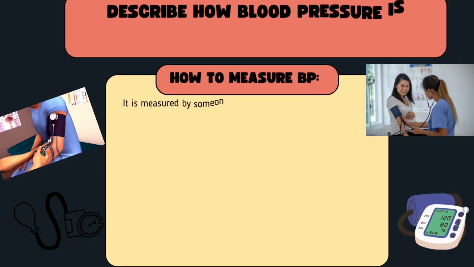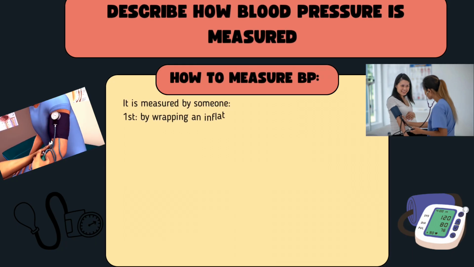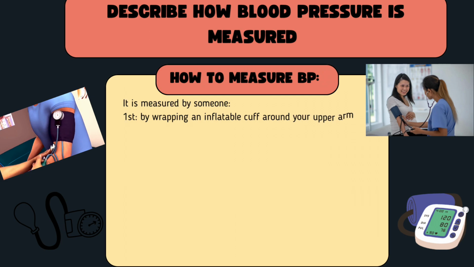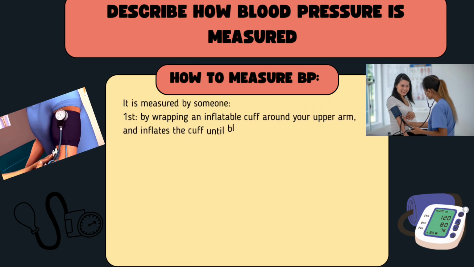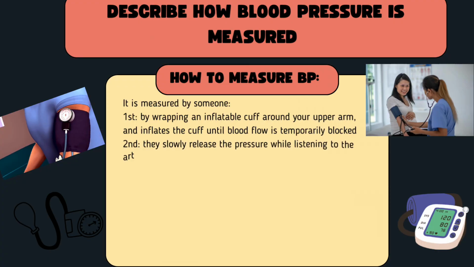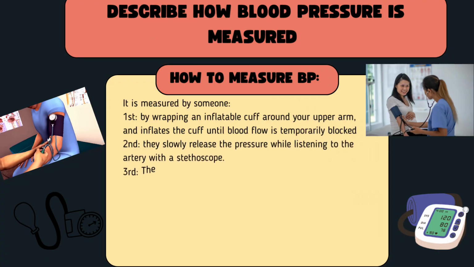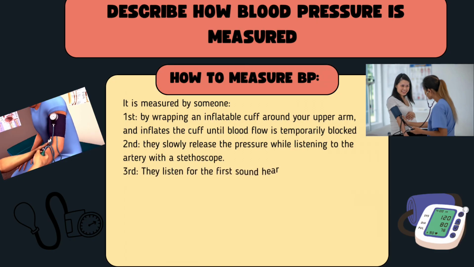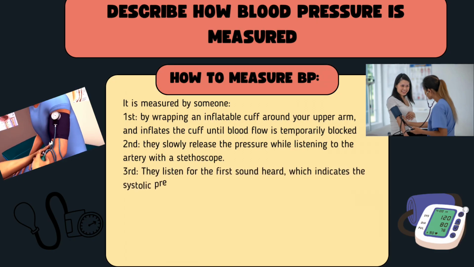Okay, in this next slide, we're going to describe how blood pressure is measured. It is measured by first wrapping an inflatable cuff around our upper arm. They then inflate the cuff until blood flow is temporarily blocked. Then they slowly release the pressure while listening to the artery with a stethoscope.